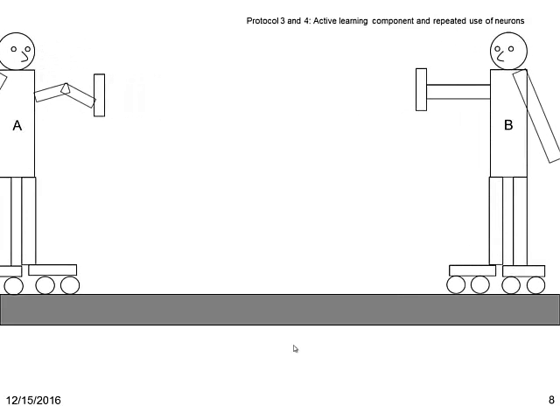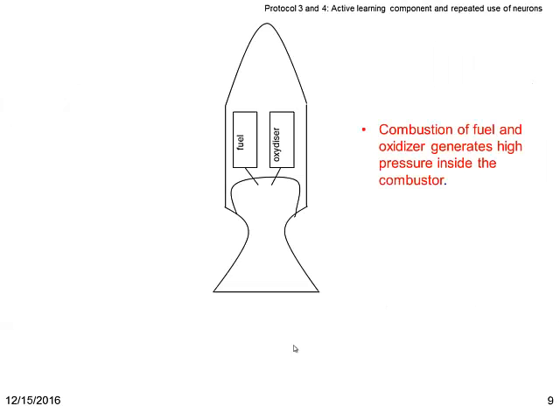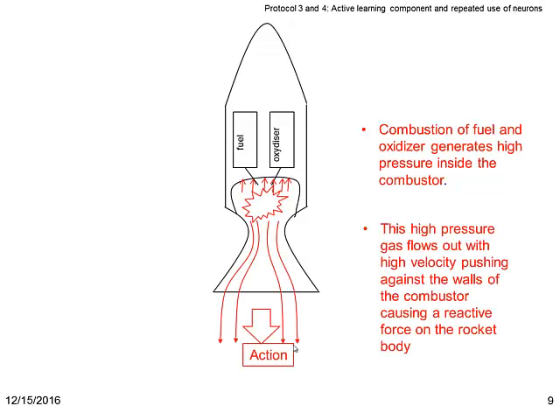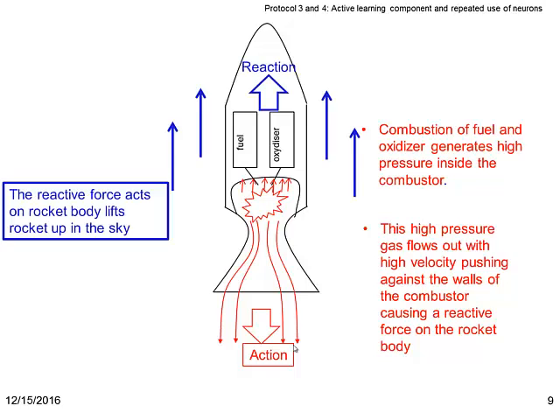Another example is the principle of rocket propulsion. Fuel and oxidizer burn and create high pressure gas that flows out with high velocity from the engine, creating a change in momentum and resulting force. The reactive force developed on the rocket body propels it in the opposite direction.